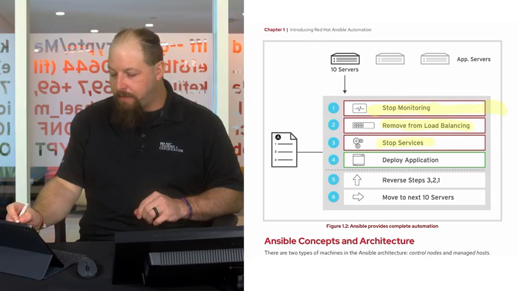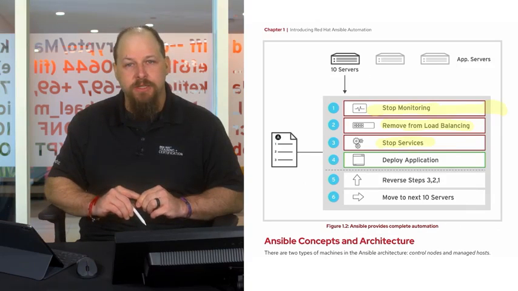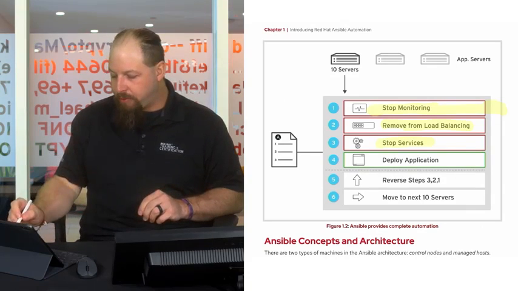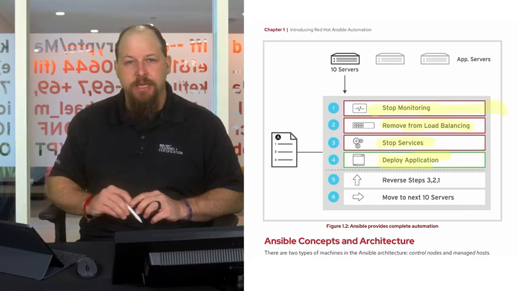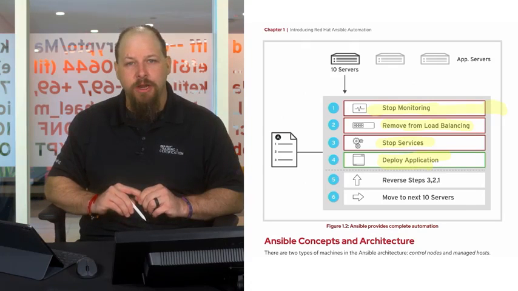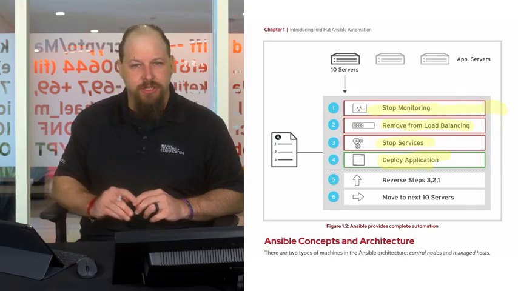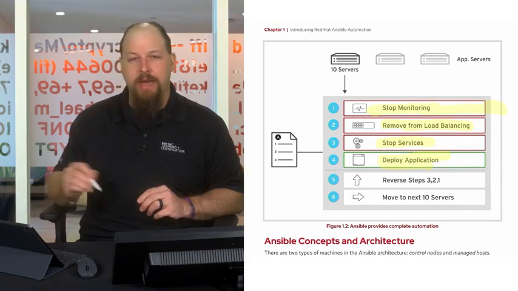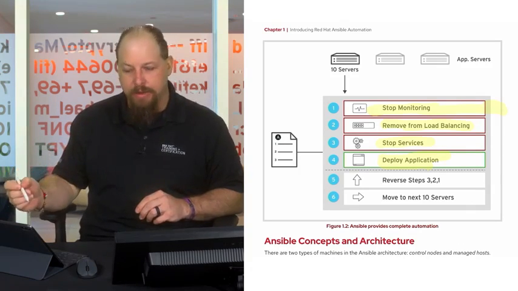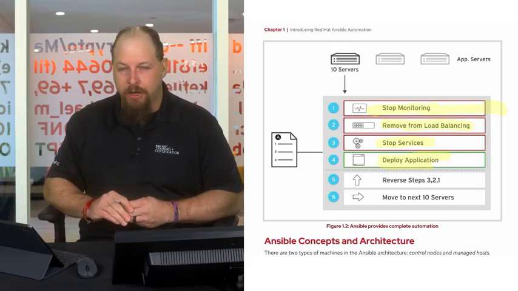Once it's out of there, we would stop the running services so that we could perform some work, deploy our application to get it into that latest version or whatnot that we may be deploying. And then lastly, we'd just reverse that. Starting back the services, adding it back to the load balancer, and then resuming monitoring.